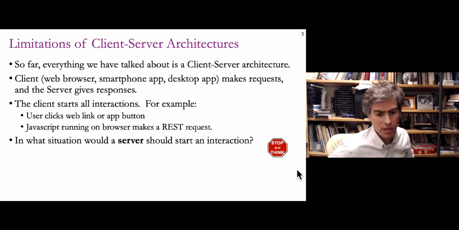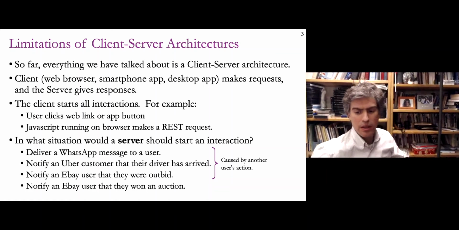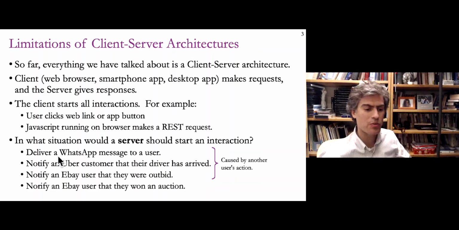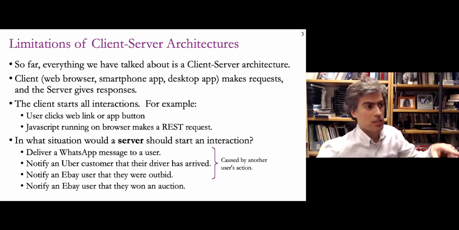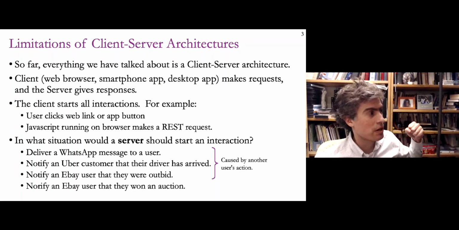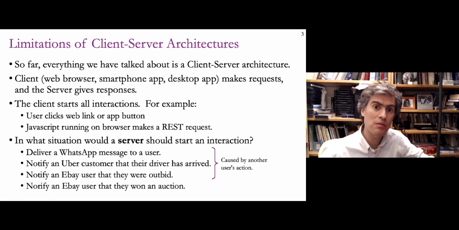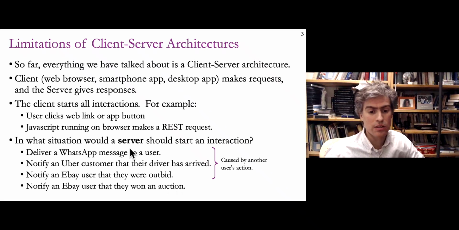Well, I have a few examples for you. So the first one is a messaging app, right? So if we're using WhatsApp, and we send the message to our friend, that interaction is started by one friend, but it causes the other friend to receive a message. So the server, when it gets that new message, it has to deliver the message to some other user. So in that sense, the server is starting an interaction with the second user.